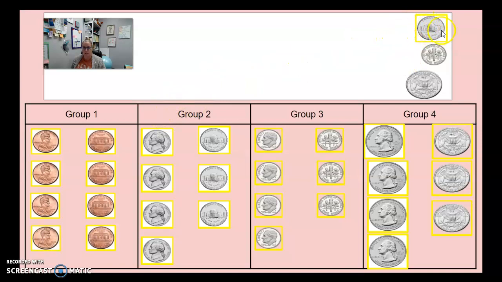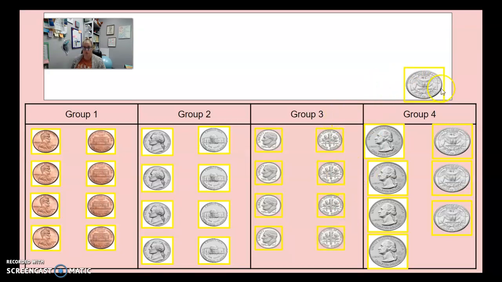This one is silver in color, but I see a picture of a building. So where's it going to go? Group 1, 2, 3, or 4? That's right, it's going to group 2, and it's going to go on the tail side. What about this one? It's small and it's silver. Is it going to go in group 1, 2, 3, or 4? It's going over to group 3, and it's going to go on the tail side.